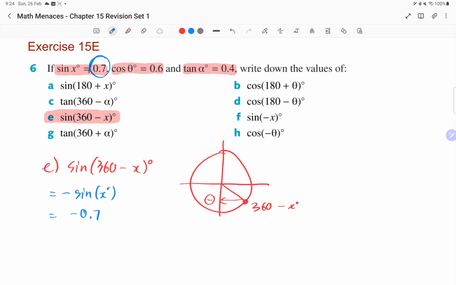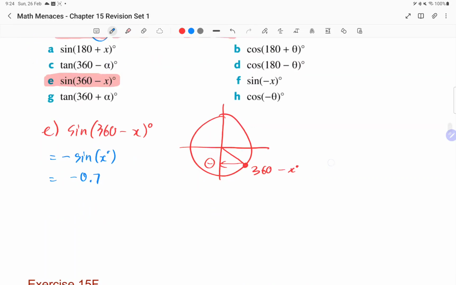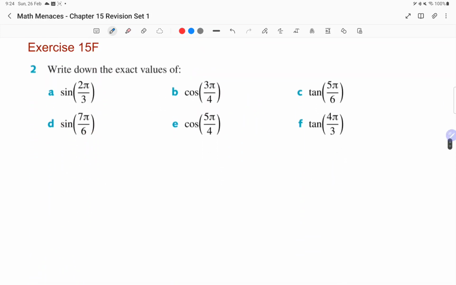Yeah. If you guys are good with the trigonometry stuff, when we do the harder questions later in Unit 3, you'll find out it's actually not too bad. Given that you guys still remember everything at that point. Hopefully. Okay, next, 15F, write down the exact values of these ones.